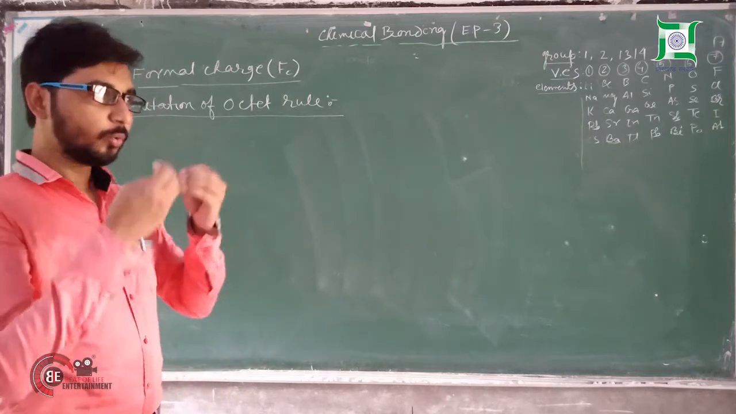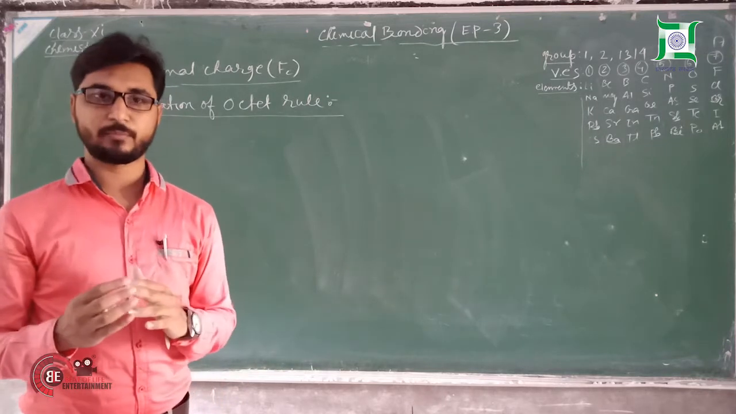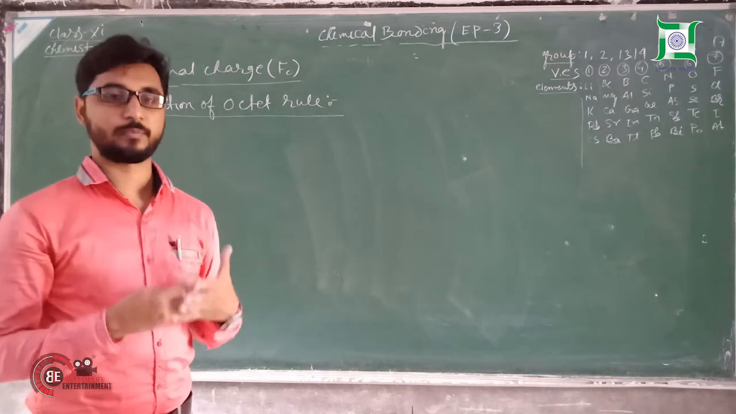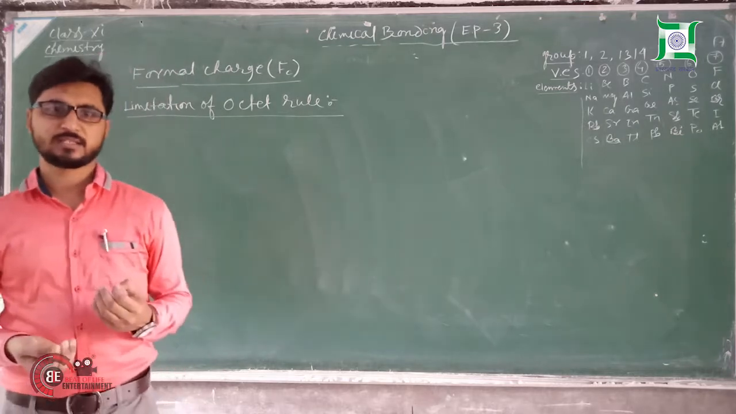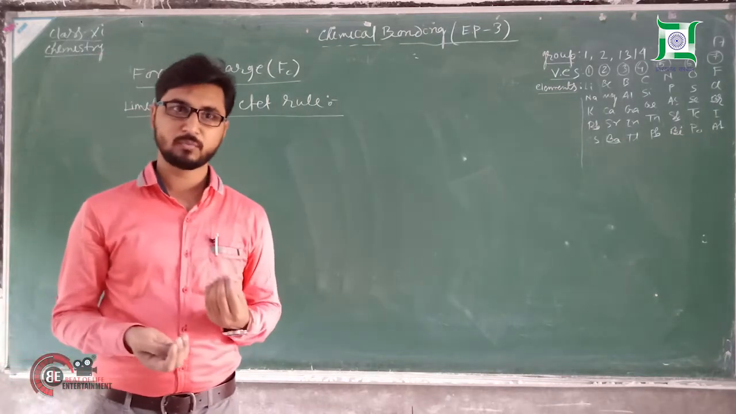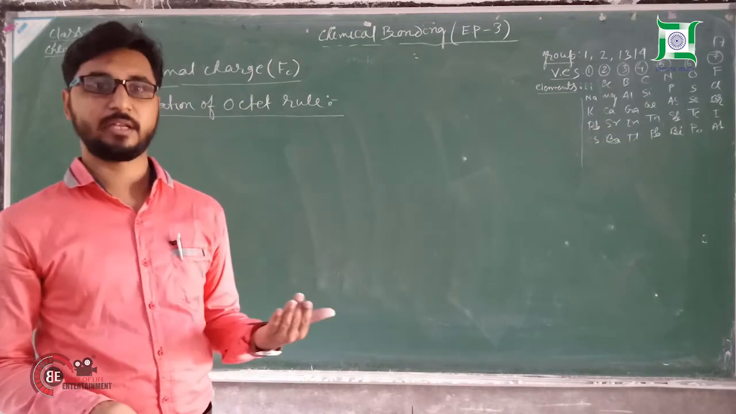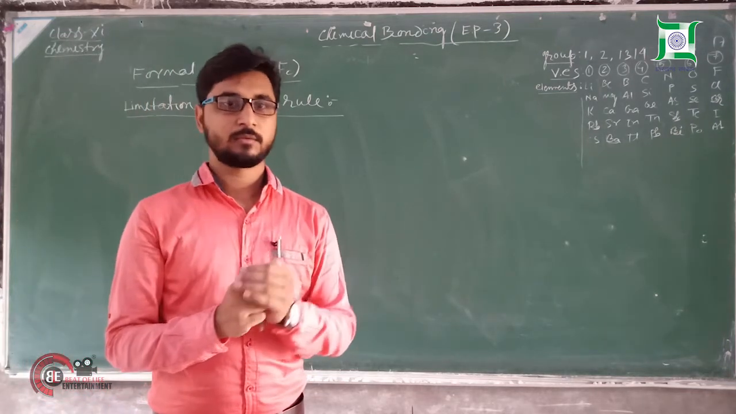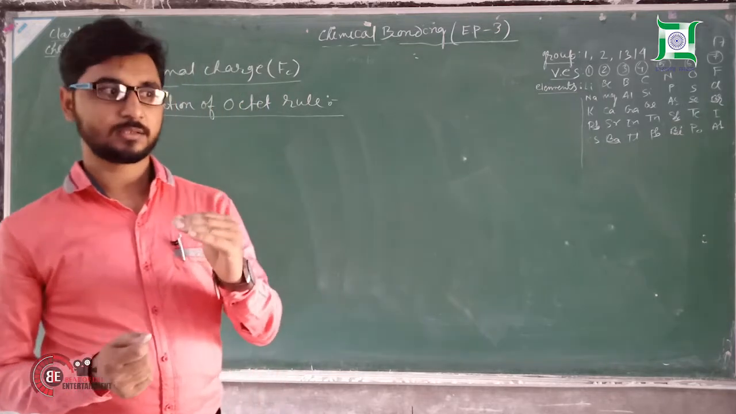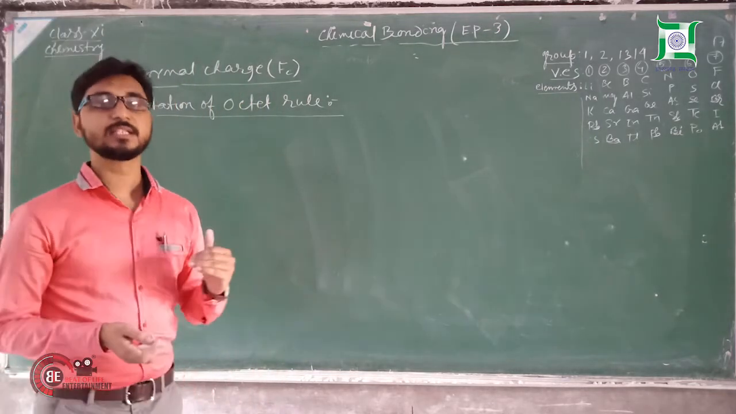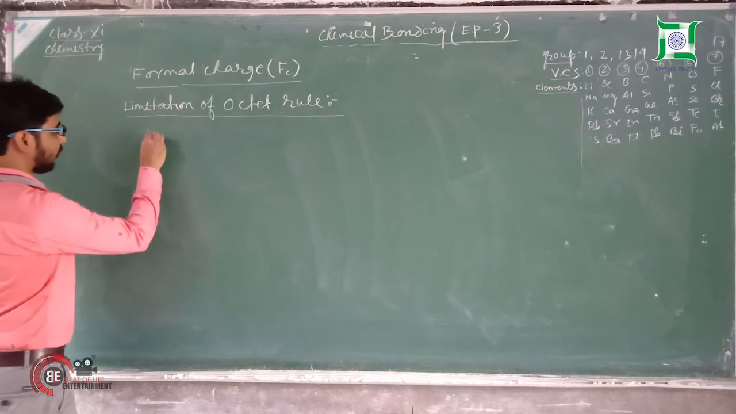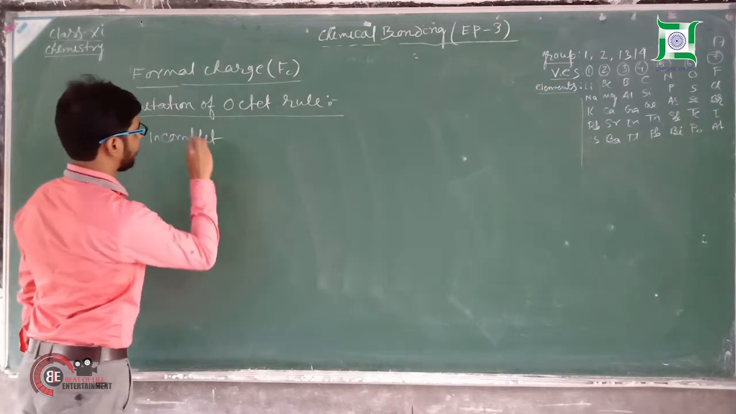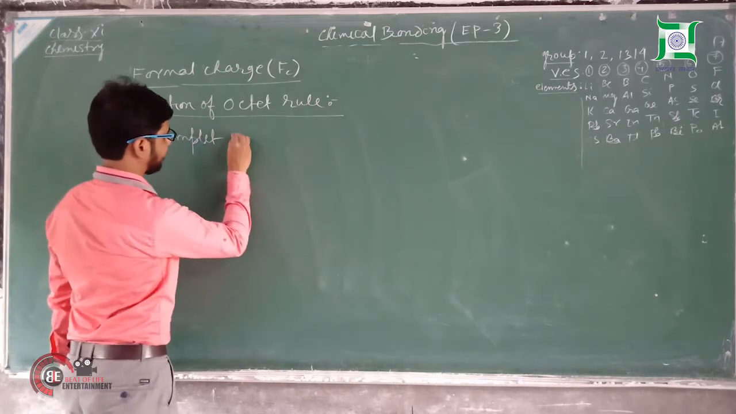Now we can see a few examples or compounds where the octet rule is not valid. That means in those cases the central atom has either more than 8 electrons or less than 8 electrons. So there are two possibilities. One is when the central atom has less than 8 electrons. This situation is called incomplete octet.